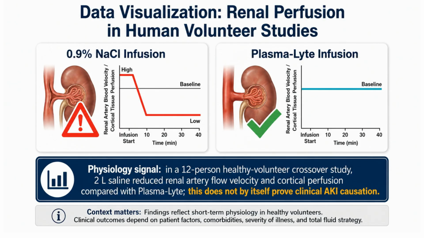That finding is interesting, but it is not the same as proving clinical acute kidney injury causation. Healthy volunteers are not patients with septic shock, cirrhosis, heart failure, bleeding, or chronic kidney disease. Clinical outcomes depend on patient factors, illness severity, baseline kidney reserve, and the total fluid strategy. So we should use this type of study as mechanistic support, not as standalone proof. The next question is how clinical trials measure fluid-related kidney outcomes.